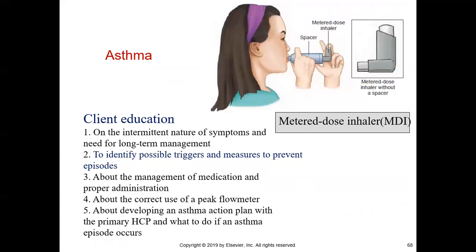Here, patient education: on the intermittent nature of symptoms and the need for long-term management; to identify possible triggers and measures to prevent episodes; about the management of medication and proper administration; about the correct use of a peak flow meter, and about developing an asthma action plan with the primary healthcare provider and what to do if an asthma episode occurs.